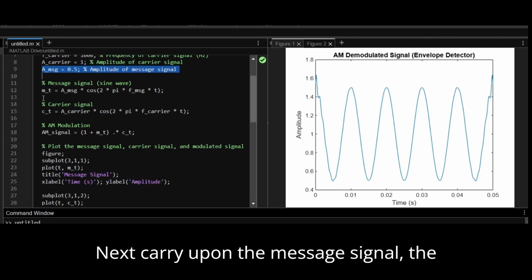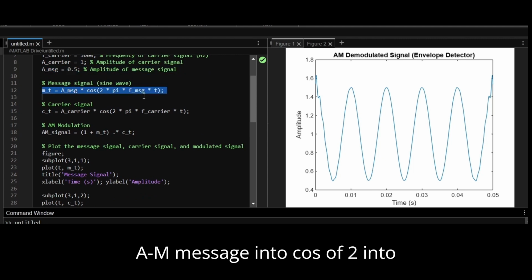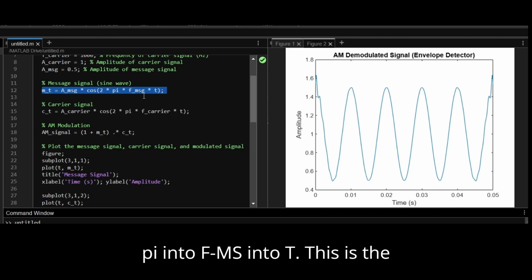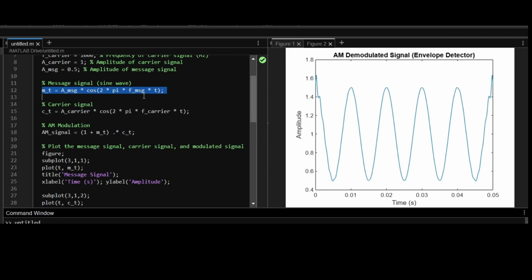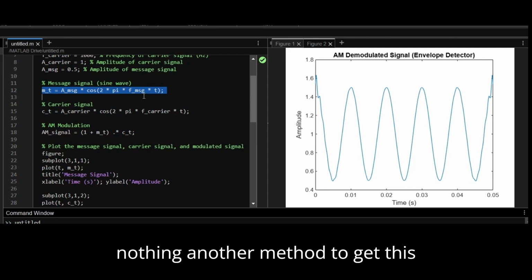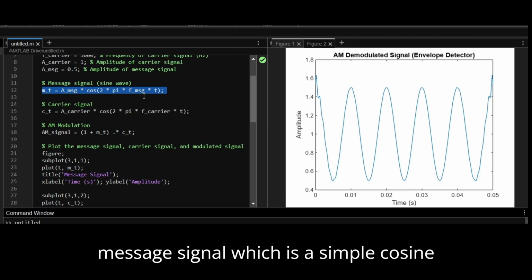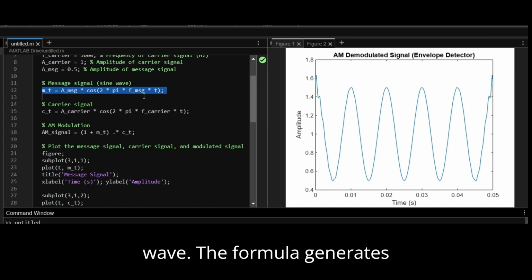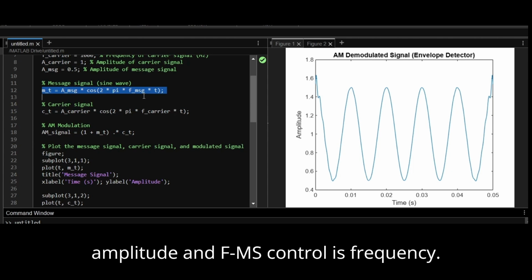Next, we have the message signal, the sine wave. m = A_ms * cos(2 * pi * F_ms * t). This is the formula of the message signal. We should directly find it, as there is no other method to get this formula. So here we are defining the message signal, which is a simple cosine wave. The formula generates this wave where A_ms controls the amplitude and F_ms controls its frequency.